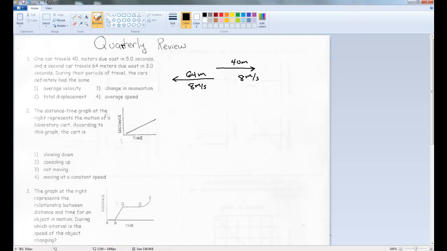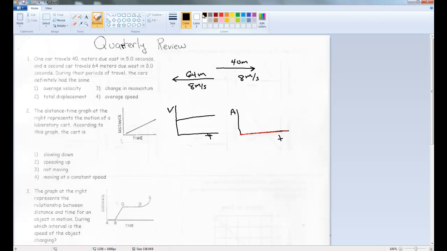So number two, the distance time graph at the right represents the motion of a lab cart. According to this graph, the cart is which? So if the distance versus time graph looks like this, then its velocity time graph would look something like this, and its acceleration time graph would be nothing. So it would be 0. It would look something like that.